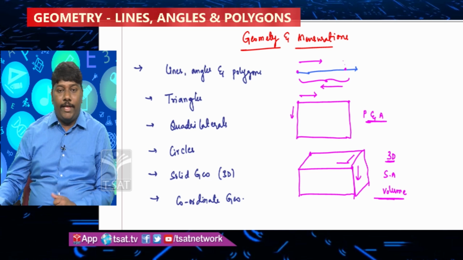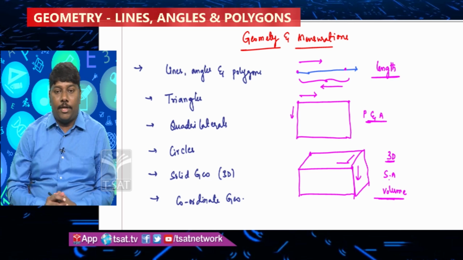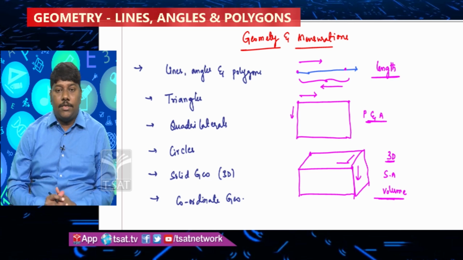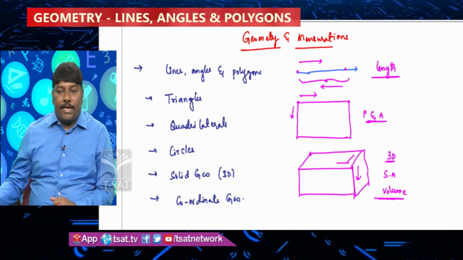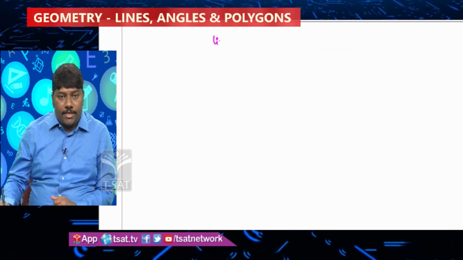So when I am saying only length, I am talking about unidimensional figures, or single-dimensional figures. When I am talking about perimeter and area, I am talking about two-dimensional figures. When I am talking about volume and surface area, I am talking about three-dimensional figures. So first we will start with the unidimensional figures, that is lines. Lines, angles and polygons.